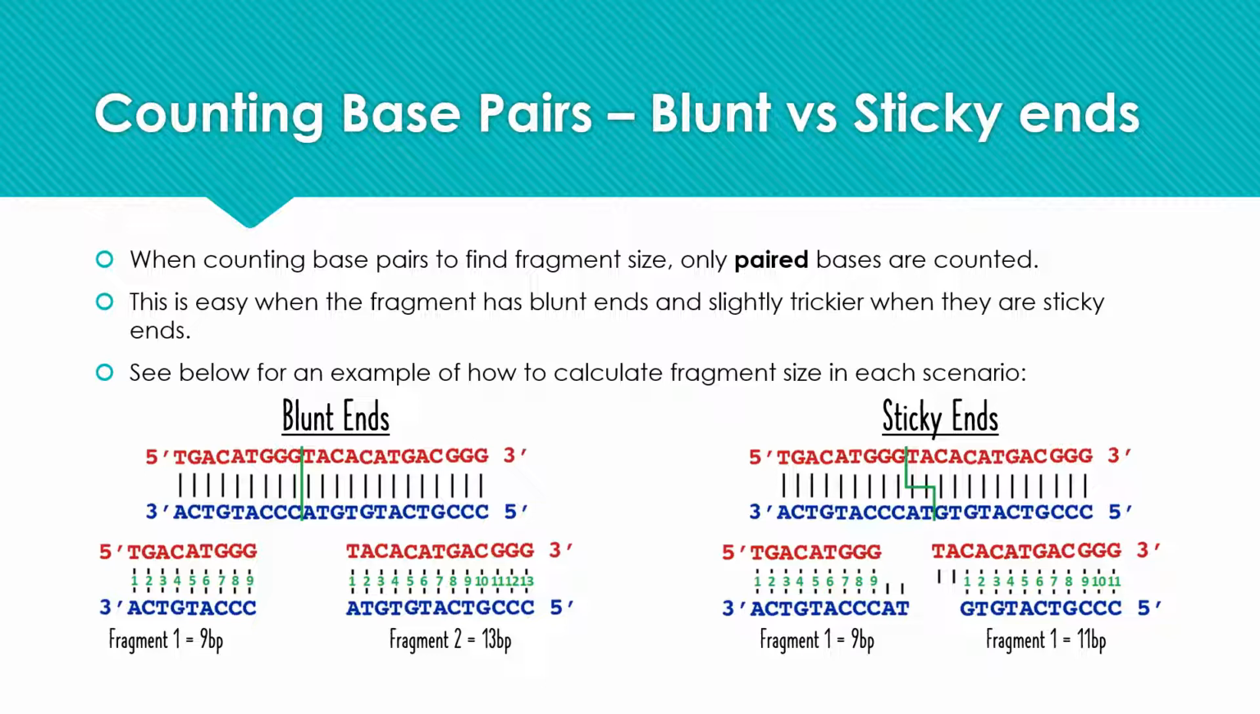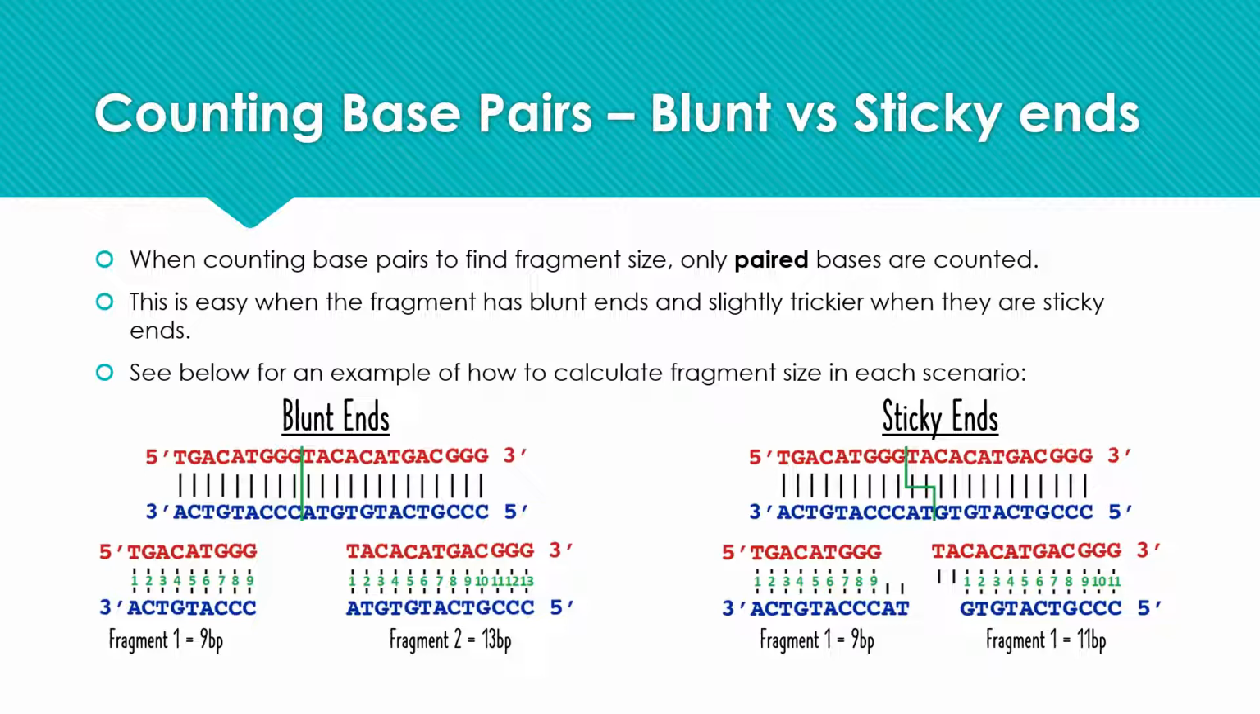On the other hand, if you have it cut and it produces sticky ends, and you can see where the green line's going to cut to make that sticky end, you end up with something a little bit different. See, fragment 1 is still 9 base pairs, but fragment 2, it should say there, becomes 11 base pairs. And that's because we have these 2 bases on each fragment that are actually unpaired.